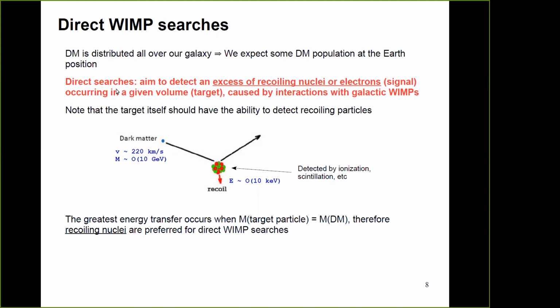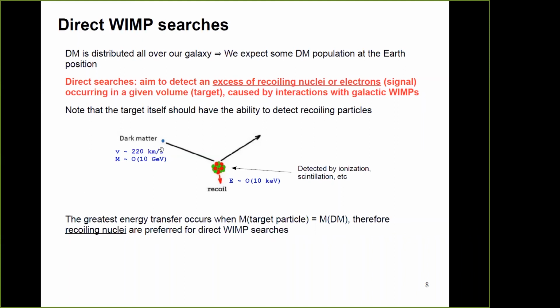So this is what is written here. We aim to detect an excess of recoiling particles, atomic nuclei or atomic electrons. This is our signal in a given volume, which is a target, caused by this interaction with our galactic WIMPs. And note that in this case, the target, where we expect to have interactions between WIMPs and ordinary matter, should also have the ability to detect the recoiling particles. So as is shown here, dark matter interacts with a nucleus, for example, that it recoils, and then the volume itself that is acting as a target should detect this recoiling nucleus. So an experiment like this should be target and detector at the same time.